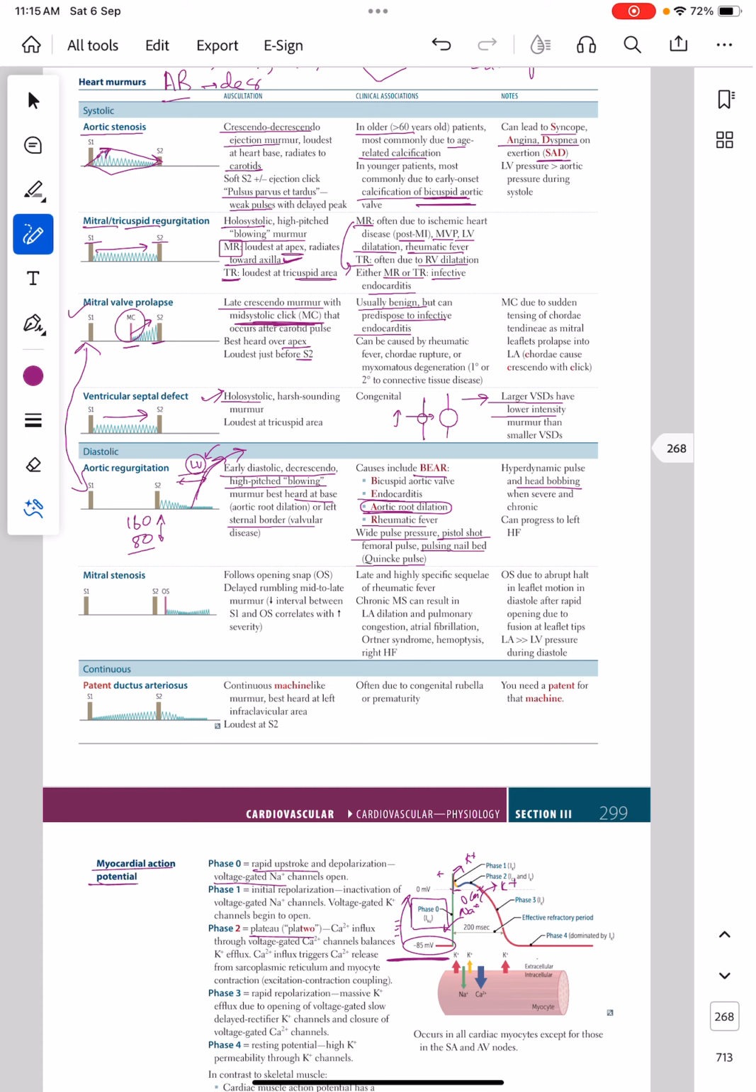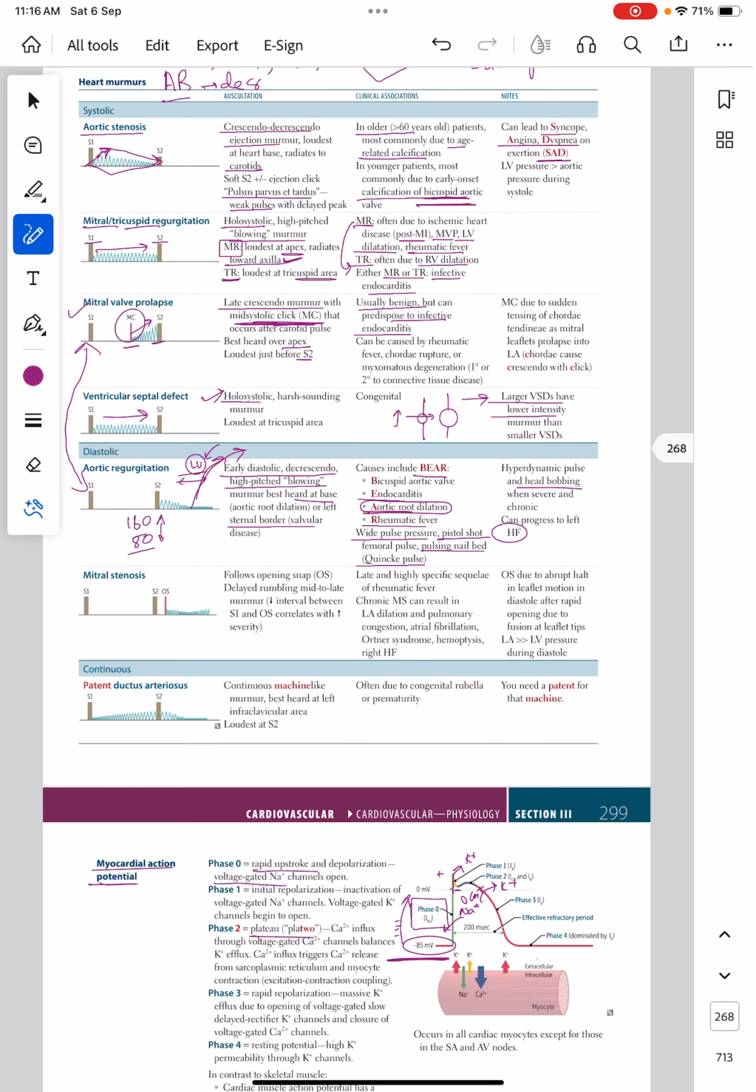So all these signs: head bobbing, pistol shot femoral pulse, wide pulse pressure, Quincke's pulse, water hammer pulse, all these are associated with hyperdynamic circulation. Sometimes they happen in pregnancy as well, because that is also a hyperdynamic condition. So eventually it leads to left ventricular hypertrophy, and eventually left ventricular dilatation and heart failure, and it is no longer able to pump the blood because it is dealing with very high pressures.